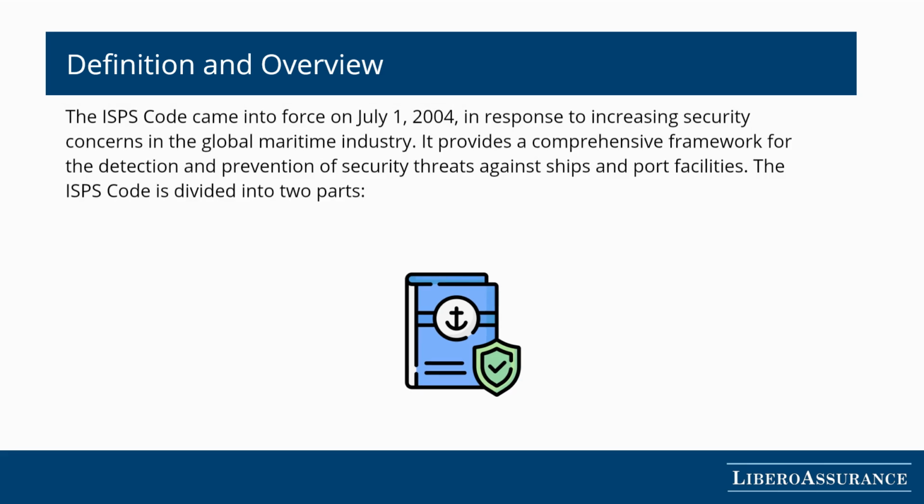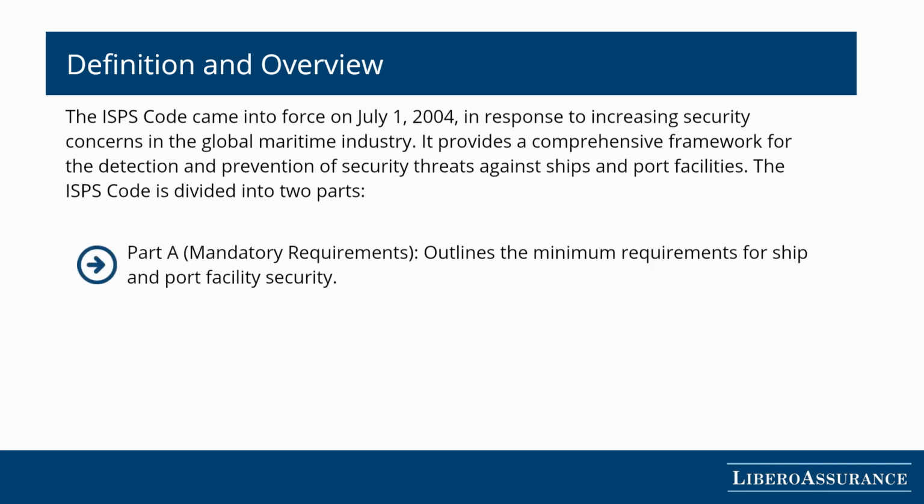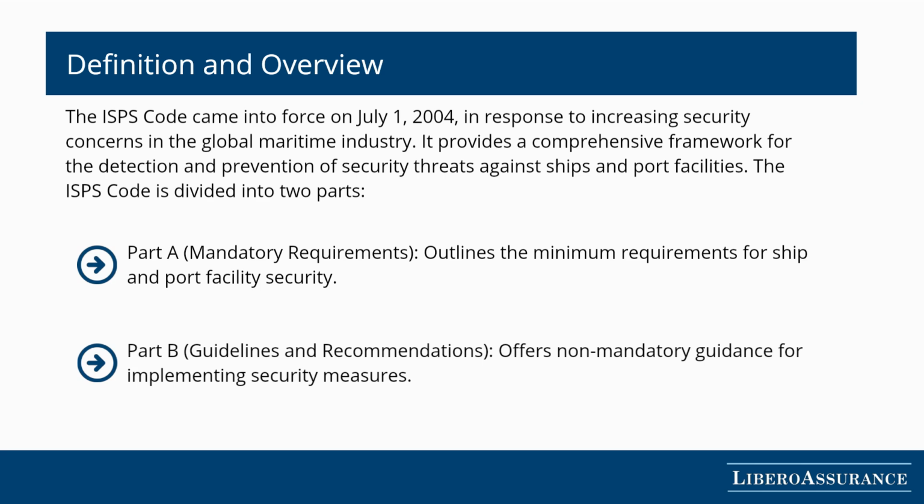The ISPS code took effect on July 1, 2004, to help protect ships and ports from security threats. It has two parts. Part A, mandatory rules for ships and ports. Part B, helpful guidelines on how to apply them.